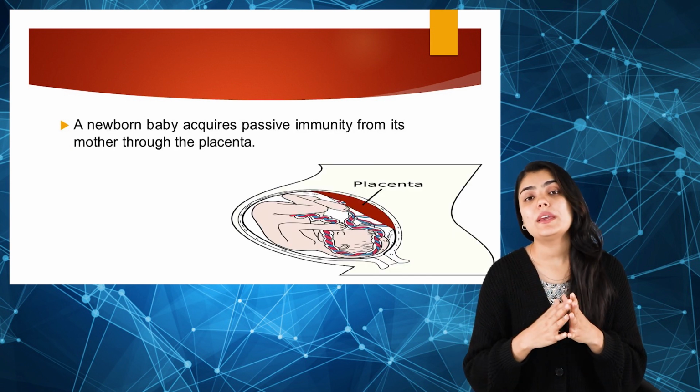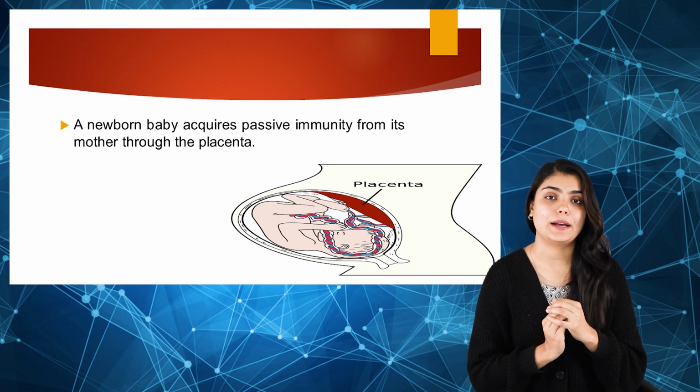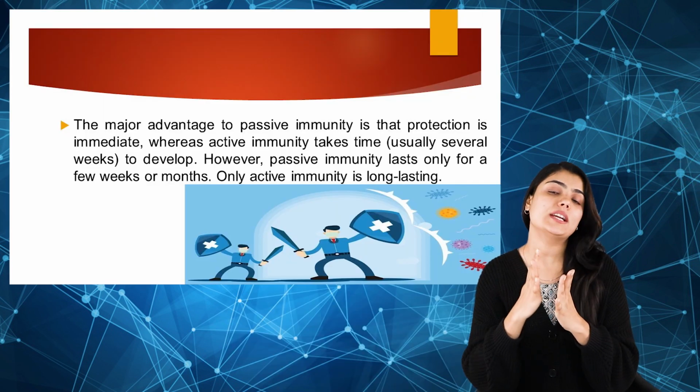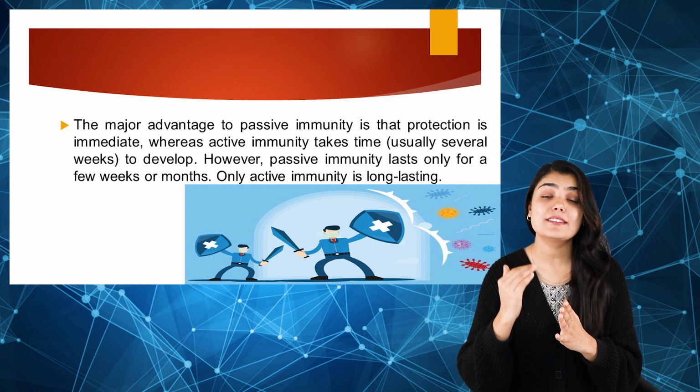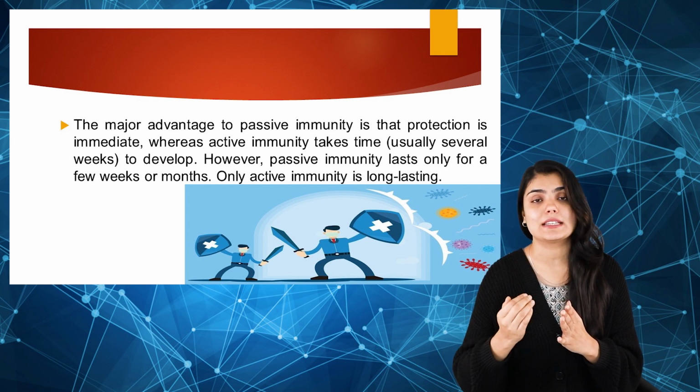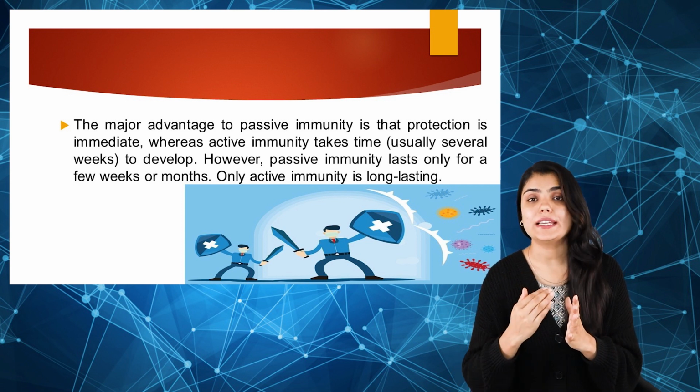A newborn baby acquires passive immunity from its mother through the placenta. I hope you've understood the difference between the active immunity and passive immunity. Now, there is one major advantage of passive immunity. The major advantage is that the passive immunity is immediate. So the protection that is provided by the passive immunity is immediate.